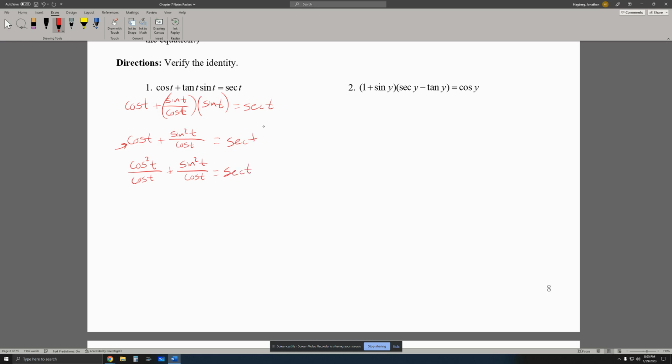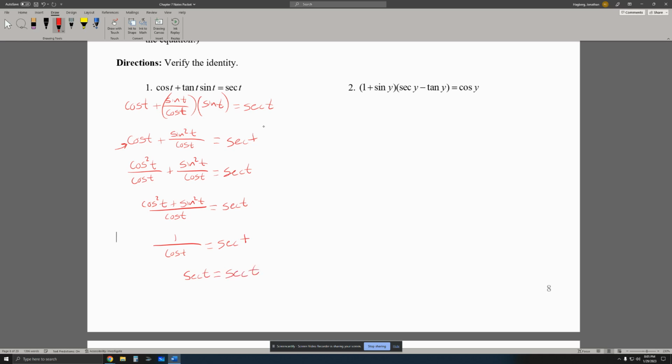Okay, now that we have a common denominator, we have cosine squared plus sine squared, and in your head, you should be thinking Pythagorean identity. That's all over cosine t. So the Pythagorean identity here, cosine squared plus sine squared, is equal to 1. And so that is over the cosine t, which by definition is the reciprocal function, the secant of t. So we have verified this identity.